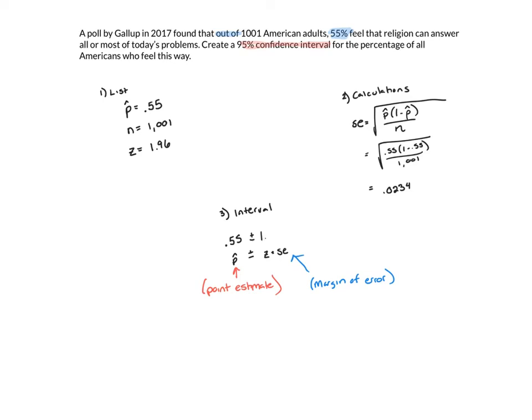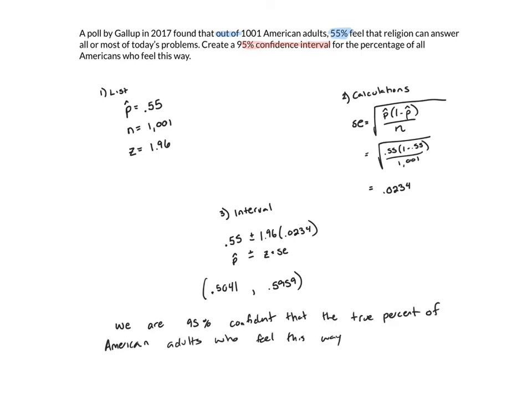In this case, that'll be 1.96 times 0.0234. I'll subtract first, and when I subtract those 2 off, I believe I get 0.5041, keeping those 4 decimal places, and adding it, 0.5959. I'll put parentheses around this to put it in interval notation. What this tells me is, according to my confidence interval, I am 95% confident that the true proportion of all American adults who feel that religion can answer all or most of today's problems is somewhere between 50.41% and 59.59%.